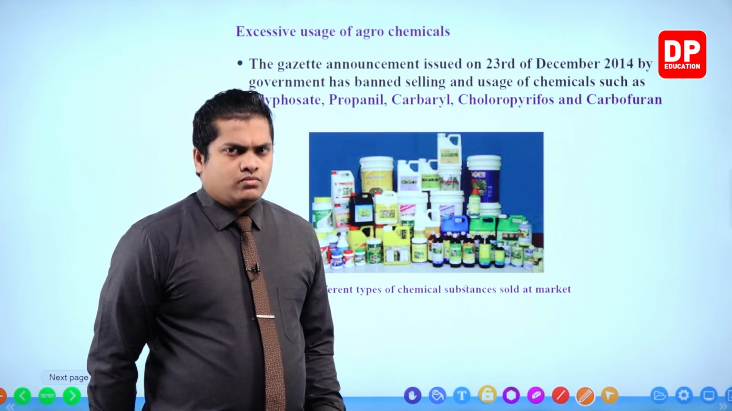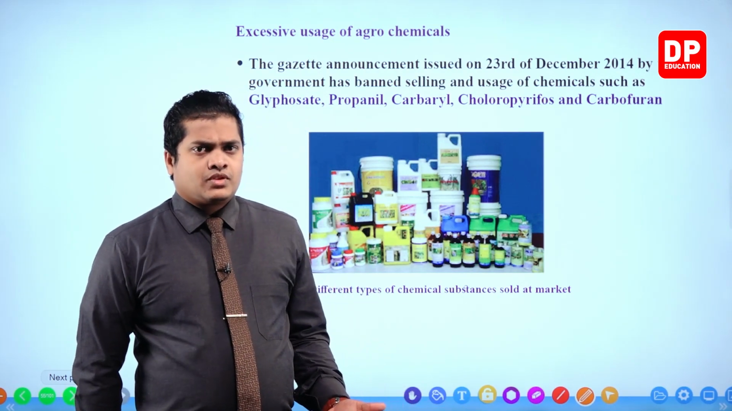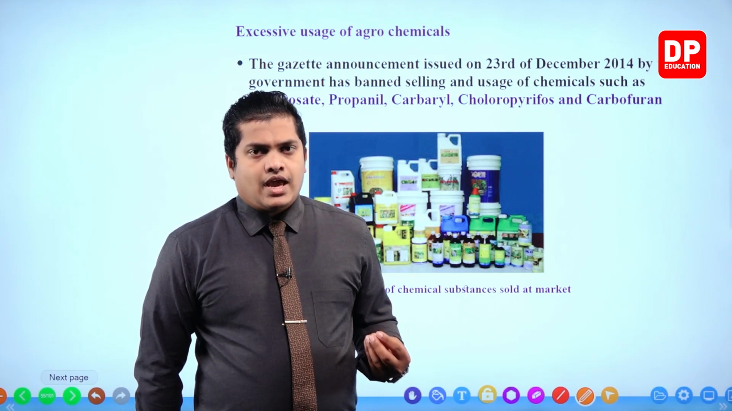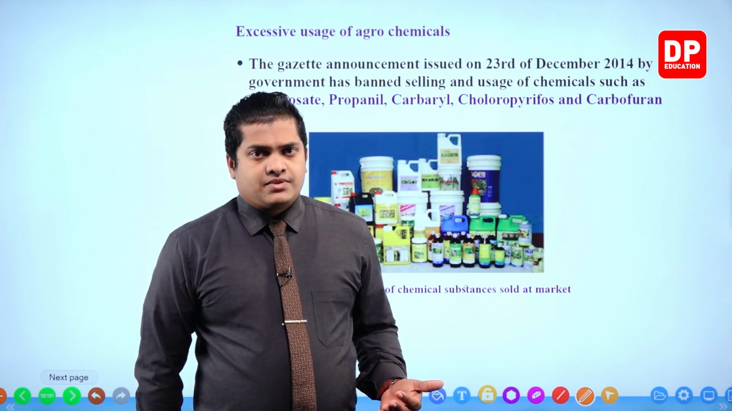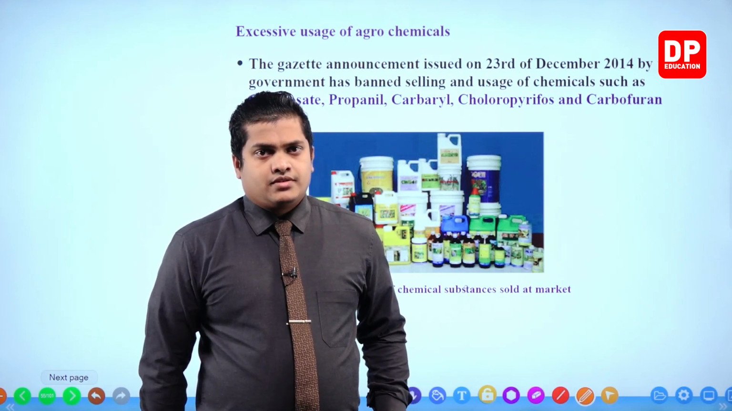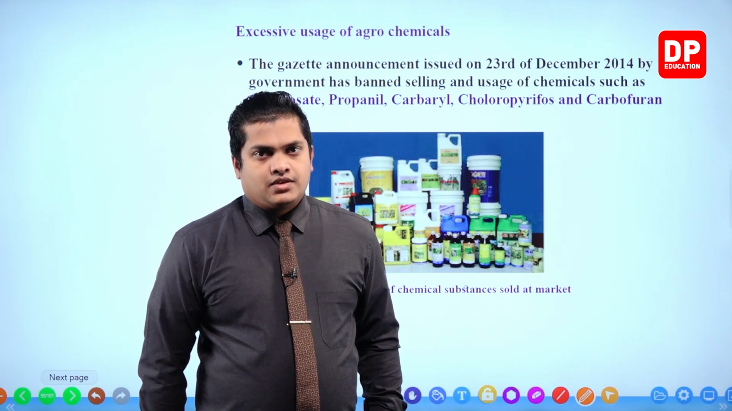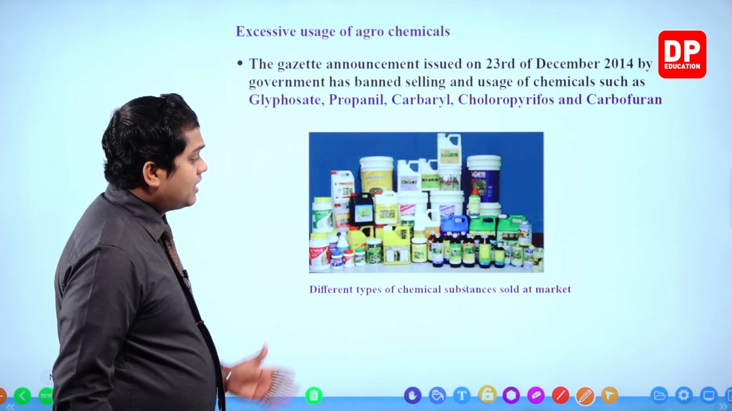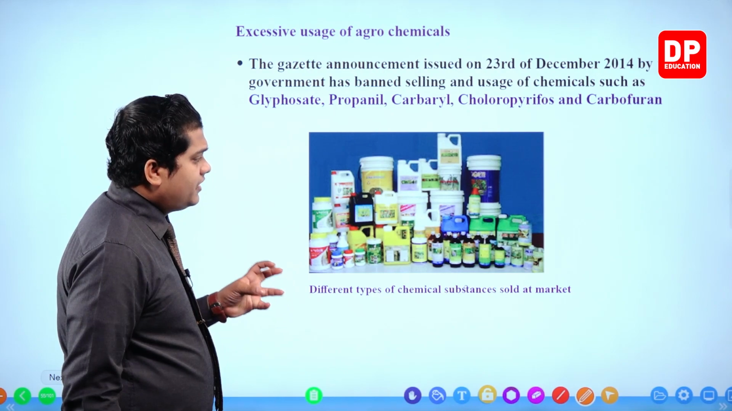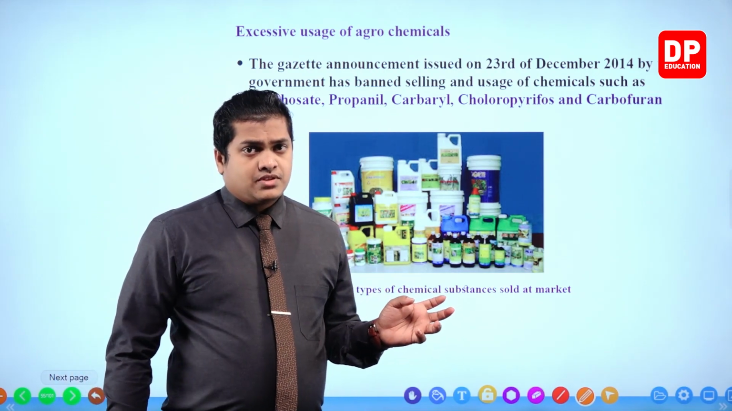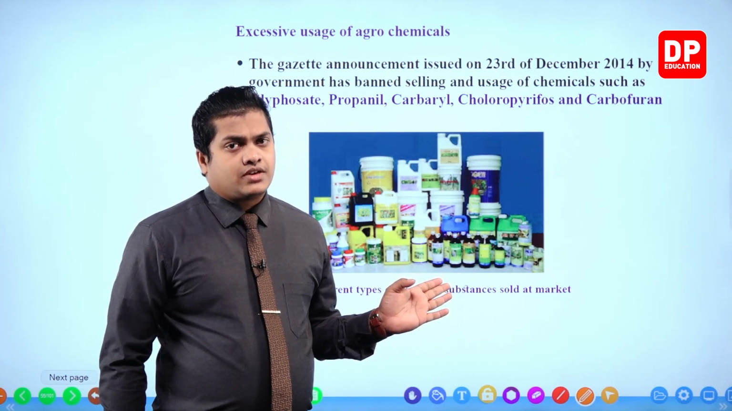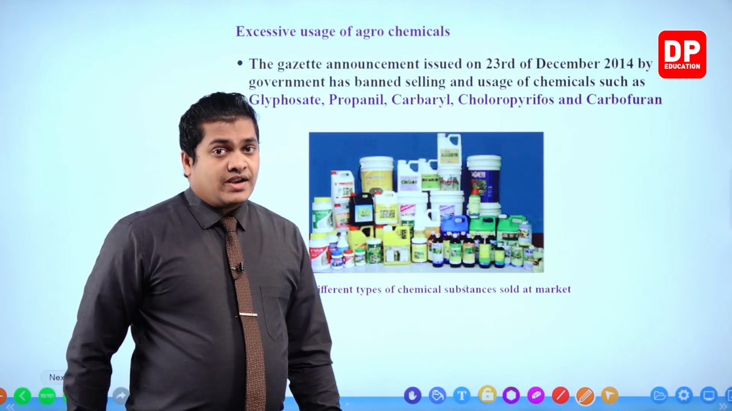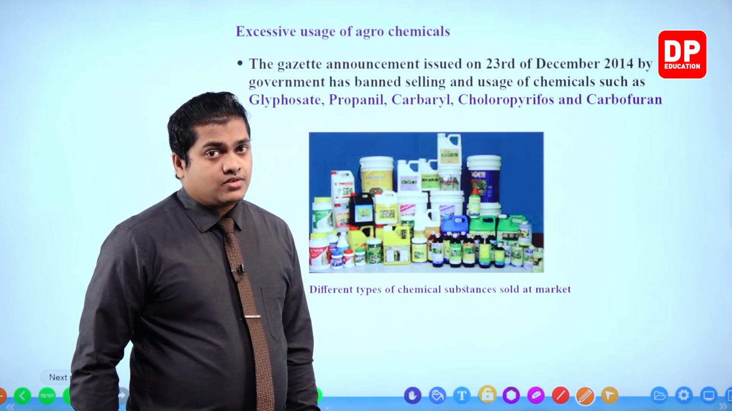Now, my dear children, there should be a reason for prohibiting these things. So what is the reason? The reason is their toxicity, and the excessive usage of these substances will cause adverse environmental effects. That is the main reason for banning these things. You are given a figure, as you can see here, of different kinds of chemical substances sold at the market, with different market names, so we can identify these agrochemicals and fertilizers. This is the first and foremost waste material: the chemical substances or agrochemicals.